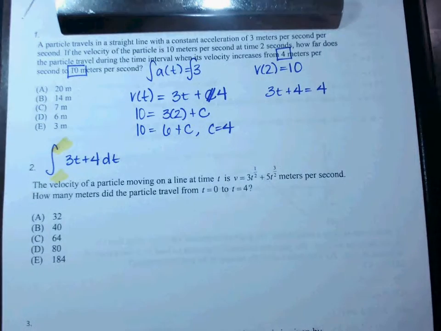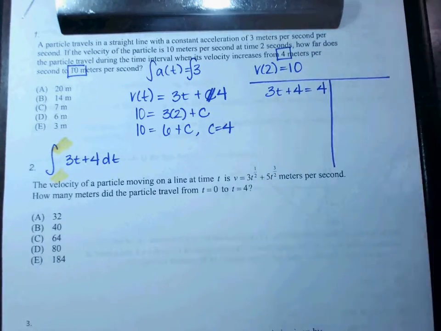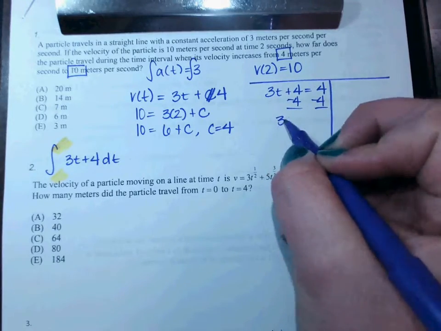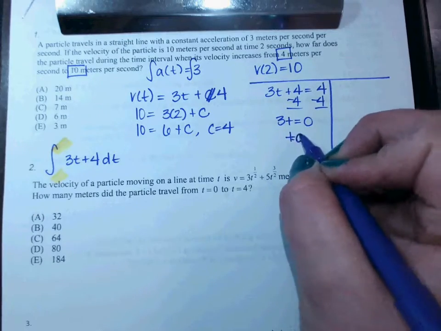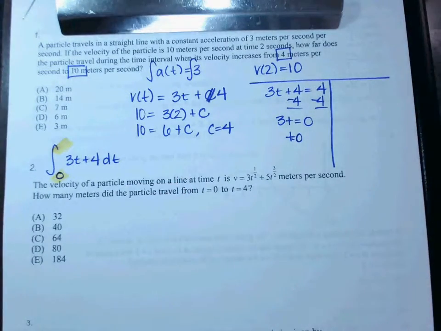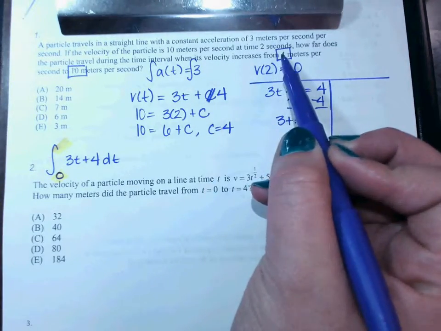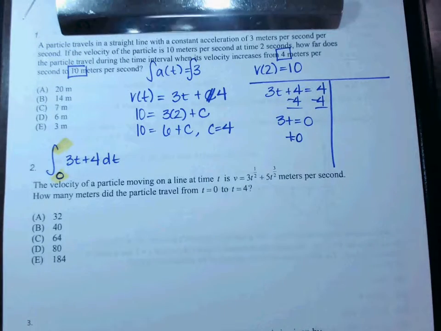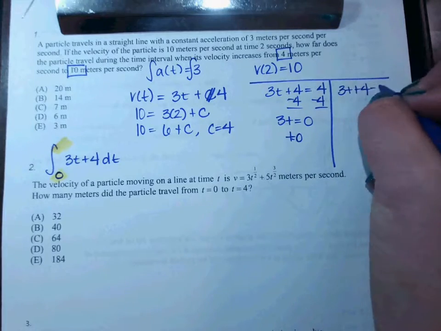What time would that be? Yeah, minus the 4 over. 3t is what? 0, which means t is 0. That's our first number. I'm going to put that down here as the bottom. And then we want to go from when the velocity is 4 to when the velocity is 10. So that's going to be the key to finding the end of the interval. So I'm going to let my 3t plus 4 equal 10.